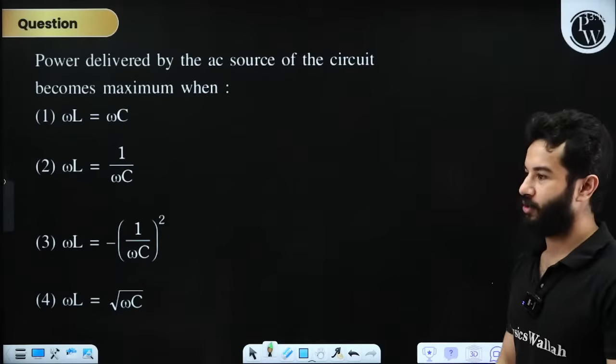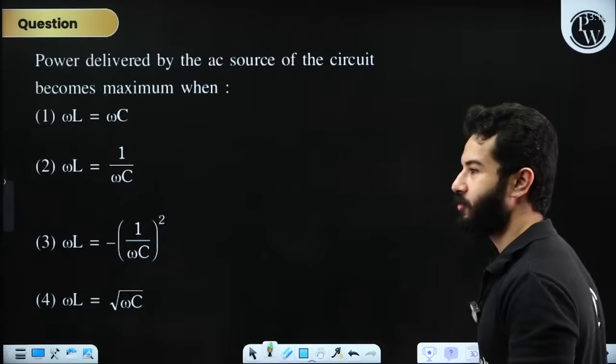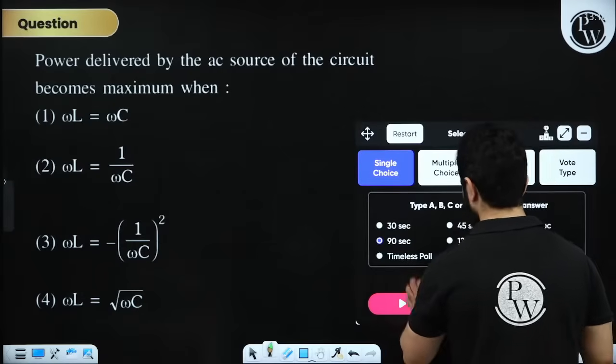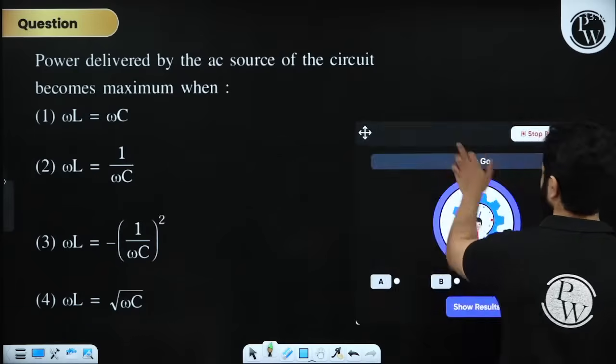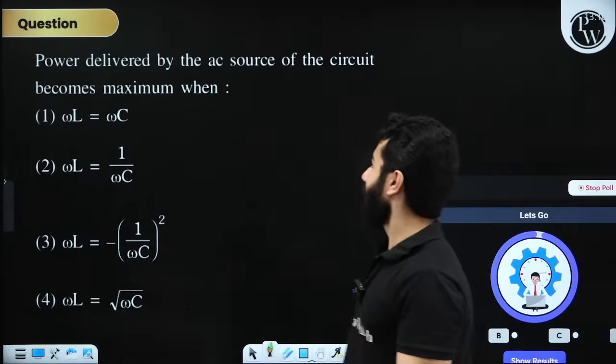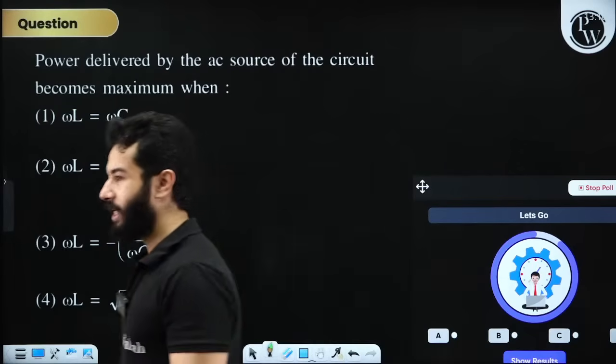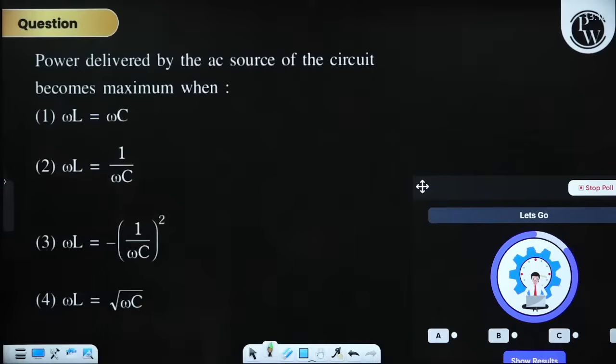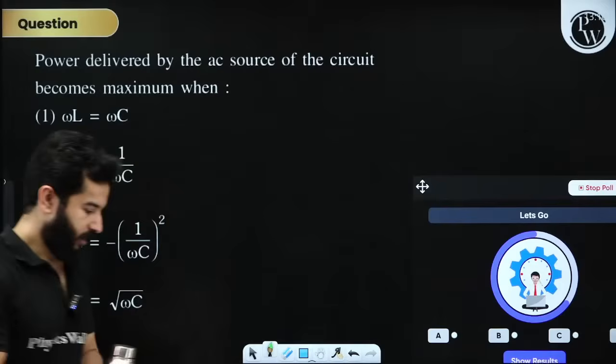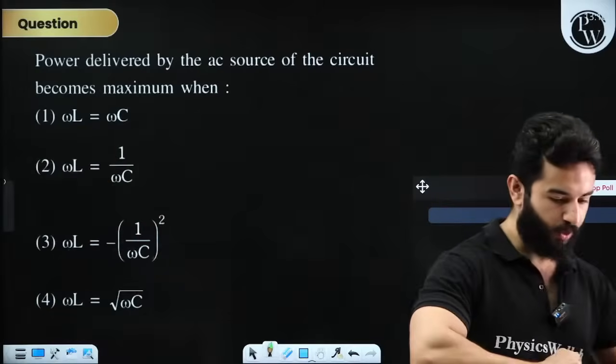This question is for you. Let's start. 60 seconds. Let's begin. Power delivered by the AC source of the circuit becomes maximum when? Chalo. Quickly give me the answer. This is very easy. And if you have any doubt in the previous question, definitely you can ask me. Quick. The last question was absolutely correct.